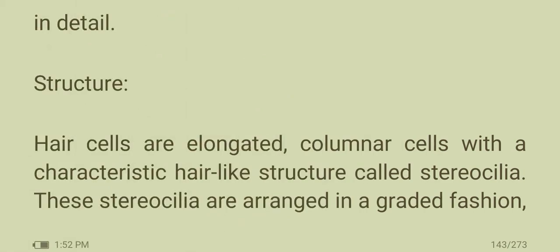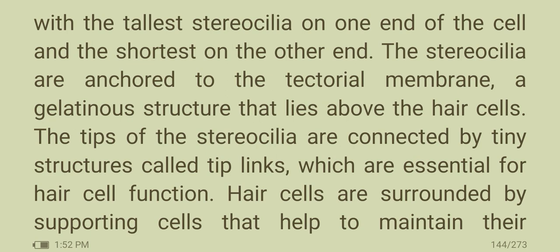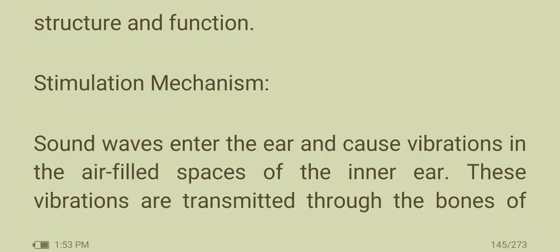Hair cells are elongated columnar cells with a characteristic hair-like structure called stereocilia. These stereocilia are arranged in a graded fashion, with the tallest stereocilia on one end of the cell and the shortest on the other end. The stereocilia are anchored to the tectorial membrane, a gelatinous structure that lies above the hair cells. The tips of the stereocilia are connected by tiny structures called tip links, which are essential for hair cell function. Hair cells are surrounded by supporting cells that help to maintain their structure and function.